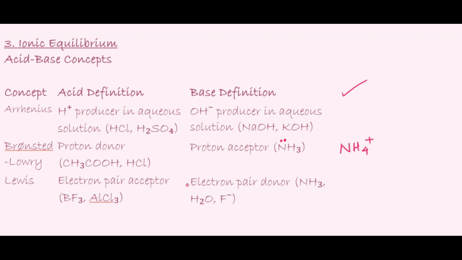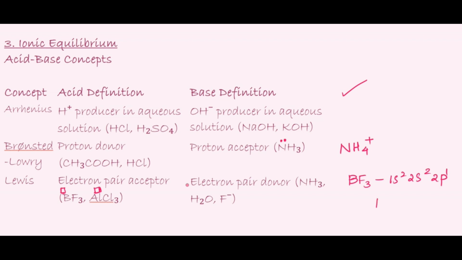Finally, Lewis talks about electron pair acceptors. Here the twist is there. Electron pair acceptor means it should have a vacant orbital. For example, here I am talking about BF3. It should have a vacant orbital to accept the electron pair. You can work on AlCl3 similarly. Boron, how many electrons does it have? Atomic number is 5: 1s2, 2s2, 2p1.